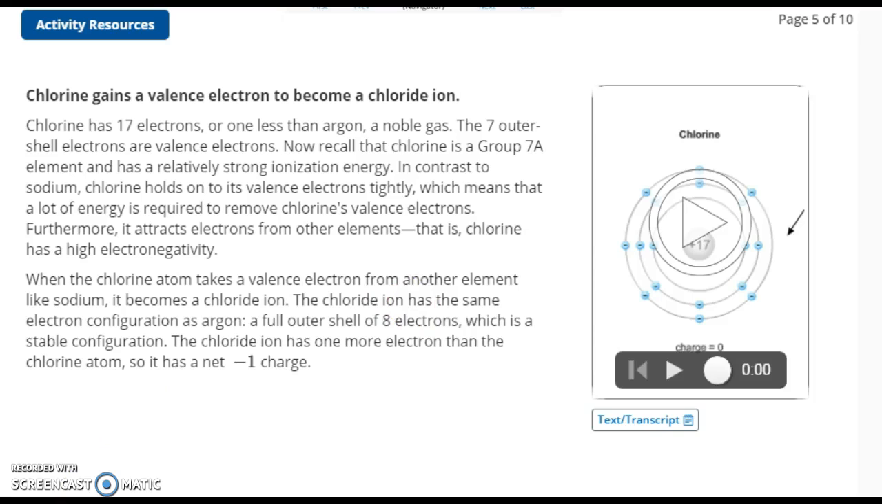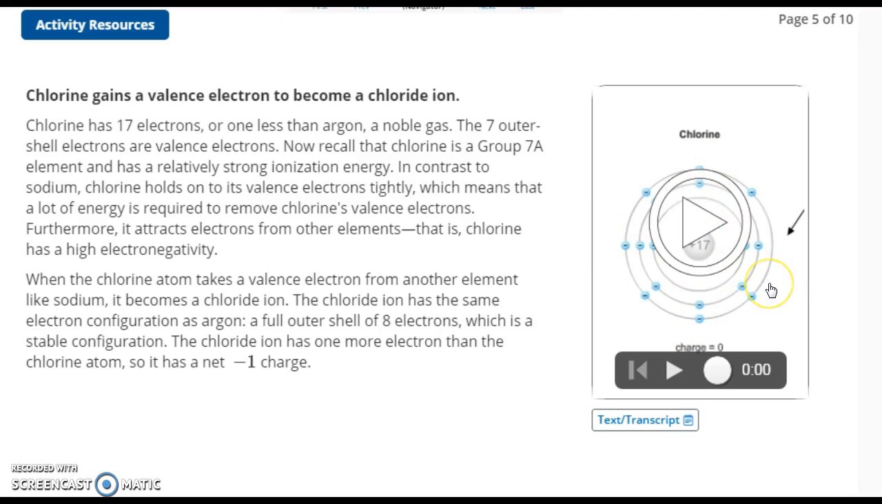All right, so let's look at the other part. We're going to look at chlorine now. Chlorine gains a valence electron to become a chloride ion. So let's look at the picture first. So if we look at our Bohr diagram, chlorine has 17 electrons. How many go in the first orbital? 2. How many go in the second orbital? 8. So 2 plus 8, I'm up to 10. I have 7 left over.